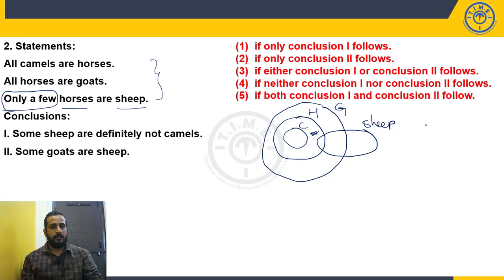Now, let's come to the conclusions. Some sheep are definitely not camels. It is a definite and negative conclusion. So is it true in the basic diagram or not? Check it once.